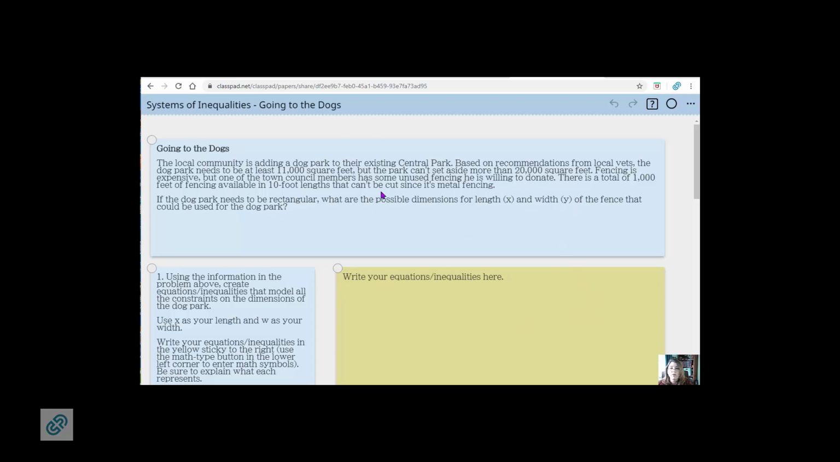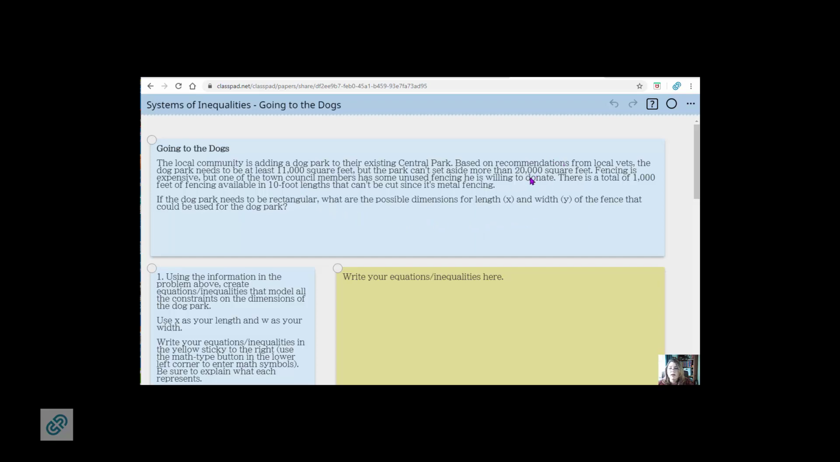And so they have some constraints. They're building a rectangular dog park fence. They have a total of 1,000, so they can't go over more than 1,000 feet of perimeter for fencing. Each side can only be in 10-foot lengths, so the x and y have to be at least 10 or more, so 10, 20, 30. So those are some constraints.